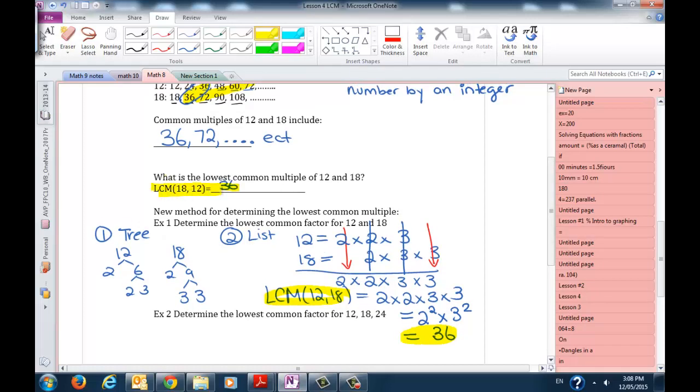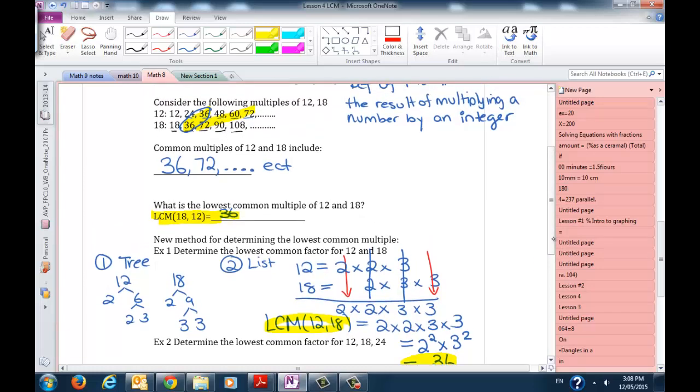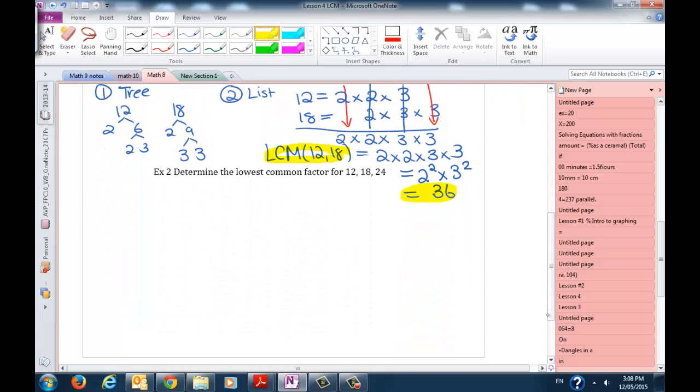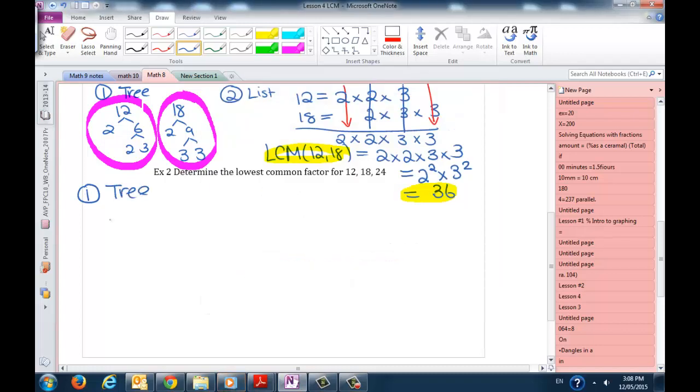And we did the same here, but we had to write out the lists. Now for 12 and 18, the lists are not so bad. But again, if they're big numbers, it gets a little bit more complicated. All right, now for time's sake, I chose to do example 2, determine the lowest common multiple for 12, 18, and 24. Now I've already got trees for these guys, or at least 2 of the 3 of them. So same thing, for my first step I'm listing my trees, and I already have 2 of them, so I need my tree for 24.